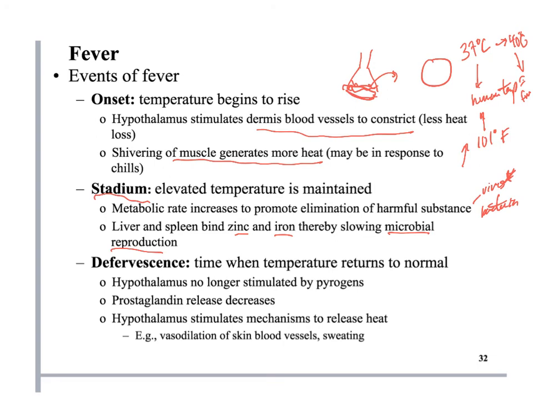And then defervescence is the time when temperature starts to return to normal. So the hypothalamus is no longer stimulated by the pyrogens because the bacteria, the virus, aren't making them anymore. All right, so prostaglandin release decreases, and the hypothalamus stimulates mechanisms to release heat. So sweating, vasodilation, right? So we're coming back down to normal, back down to our 98.6.